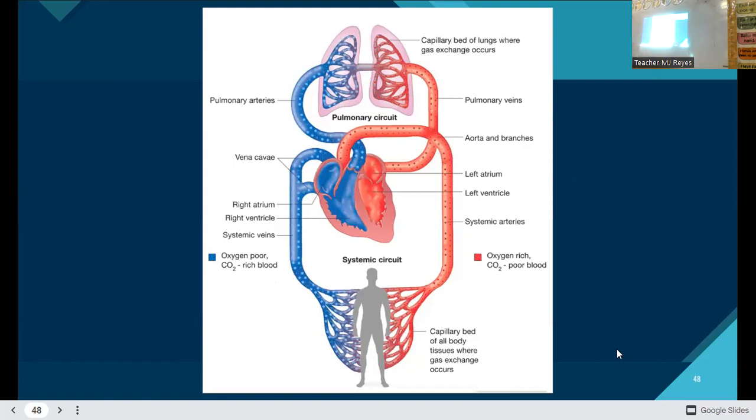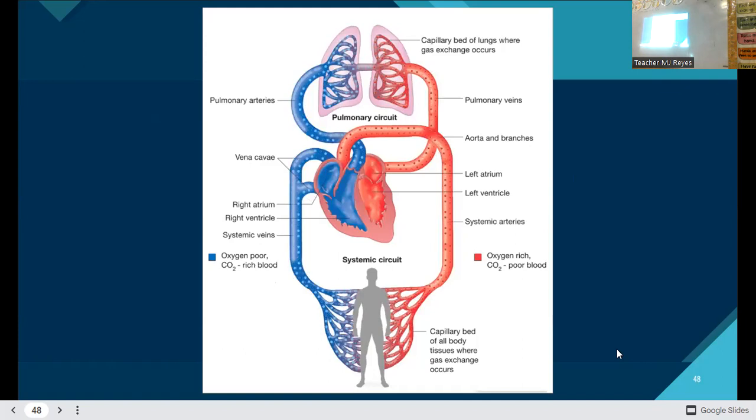From the right atrium, blood will pass through a valve to prevent backflow. What valve? We have the tricuspid valve. It will pass through a valve called the tricuspid valve. It is in between this one. After the tricuspid valve we have the right ventricle.